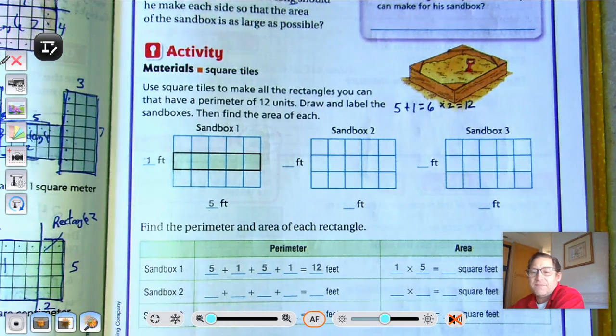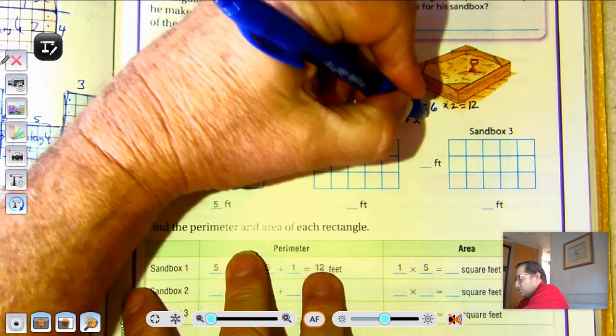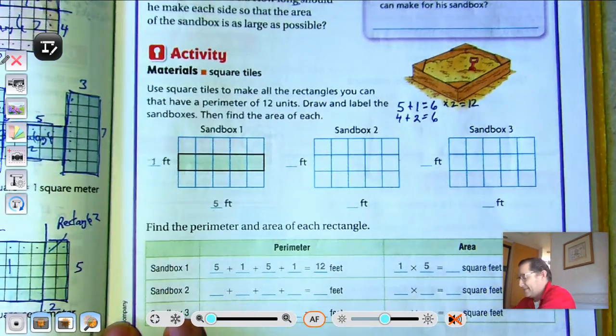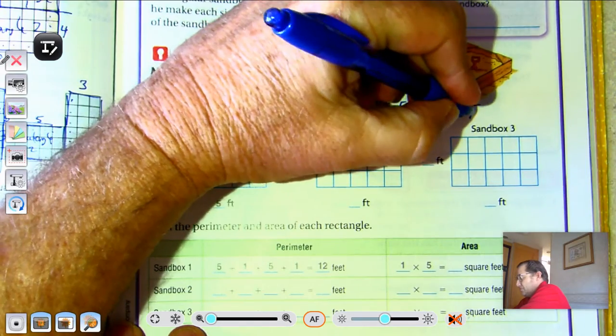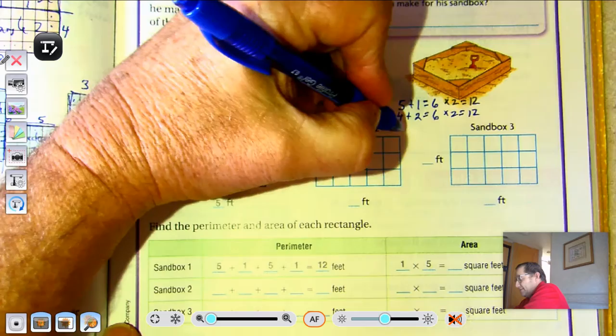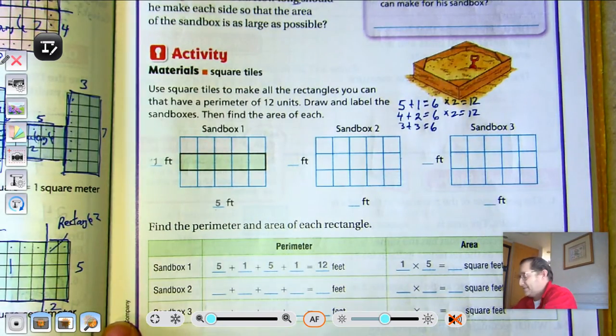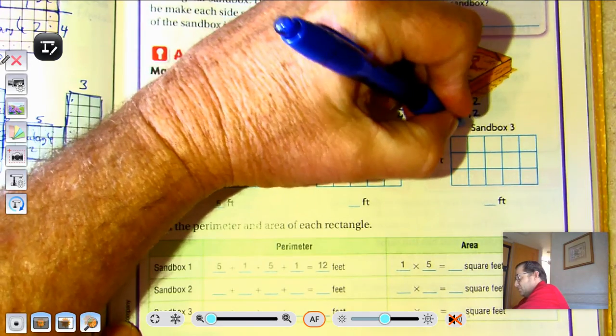What's another way we can make 6? We can do 4 plus 2, right? 4 plus 2 is 6, and 6 times 2 is 12. Another way we can make 6 is 3 plus 3. 3 plus 3 is 6, and 6 times 2 is 12.